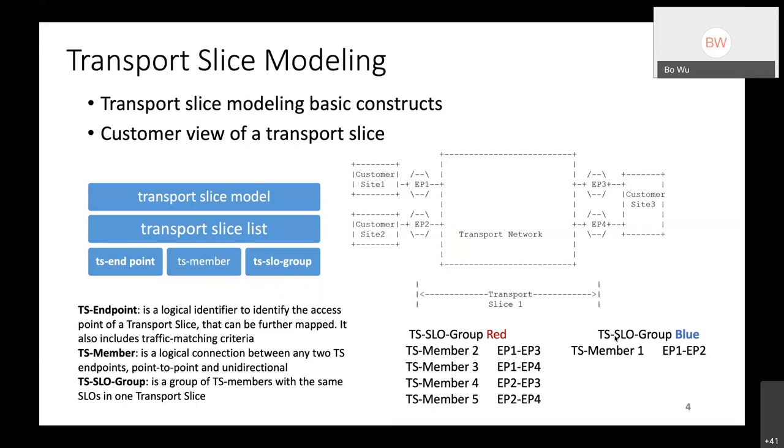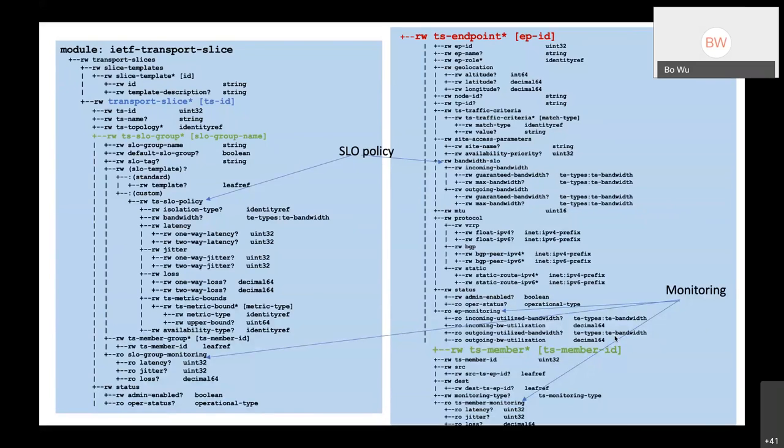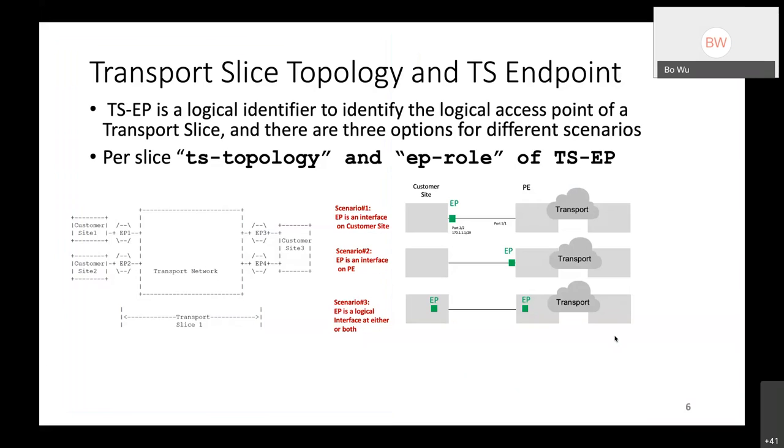The transport slice endpoint is the logical endpoint that identifies the access point, and the TS member is a logical connection between any two TS endpoints. It's point-to-point and unidirectional. It's a logical one, and there is also the SL group. I don't want to touch the detail of that so far, given I have not so much time left. And next, please. Yeah, you're actually out of time. So maybe jump to the last slide. I will jump to the open issues right now.